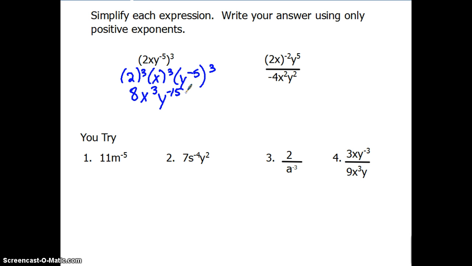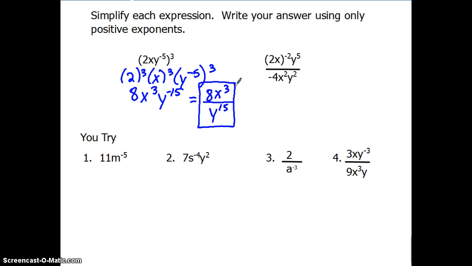Now, I cannot leave that as my answer. I cannot leave a negative exponent. Okay, so this is going to have to get moved. This term with the negative exponent is going to have to get moved. Now, notice the 8 does not have a negative exponent. The x does not have a negative exponent. So those are going to stay on the top. They do not move unless they have a negative exponent. The only one that has the negative exponent is this y. Alright, so it is going to move to the bottom. Keeps that same power, but now it's no longer negative since I have moved it. So final answer on that one is 8x to the 3rd over y to the 15th.